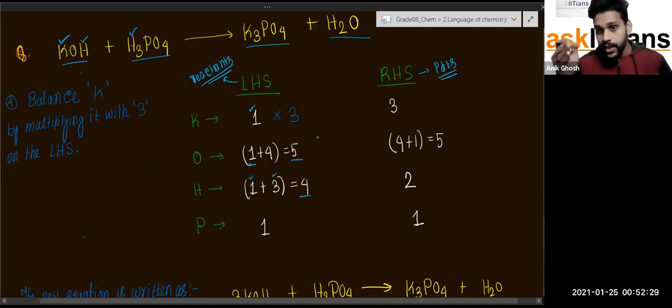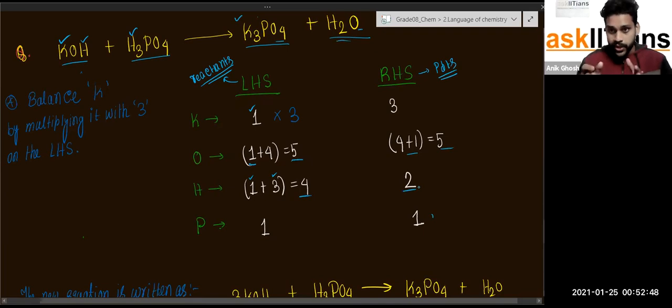Now coming to the product side, in the RHS you can see there are 3 potassiums, 1 phosphorus, which is written over here, and how many oxygens are there? 4 plus 1, total 5. And how many hydrogens are there? 2.